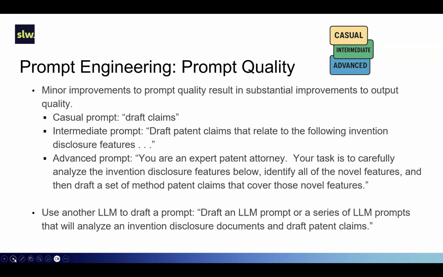The advanced prompt is more about those essential components Nate mentioned. You identify the role. You say you're an expert patent attorney, and then you identify the context and the tasks, maybe the sub-steps: carefully analyze the disclosure, identify novel features, and then draft a set of method patent claims that cover those features. So this provides it with all those different components of that prompt that enable it to know who it is and how to draft things, and then what to focus on, and what output you're looking for it to provide.